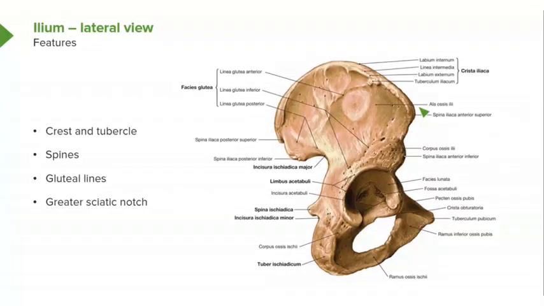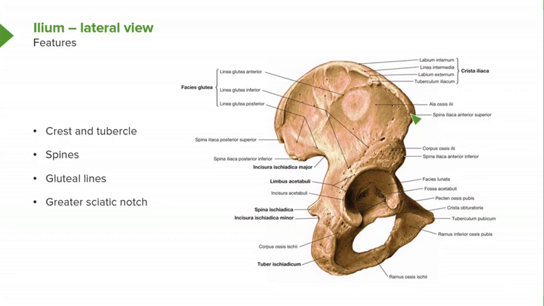And some of the components of the ilium that you should be familiar with would include the iliac crest that is seen as this curved structure along the superior aspect of the ilium. At this point along the iliac crest, we have a bony eminence that is referred to as the tubercle. We also have two bony eminences anteriorly located.